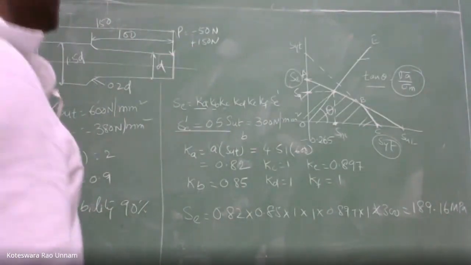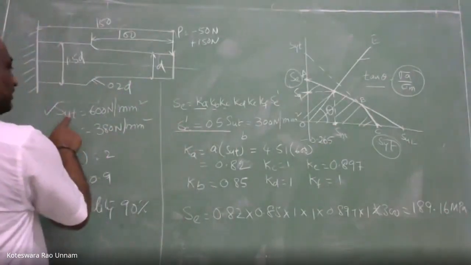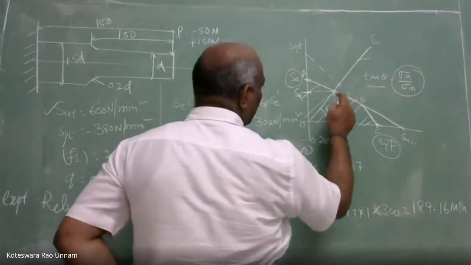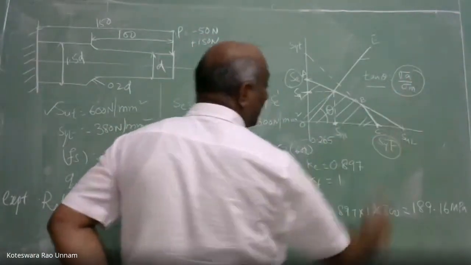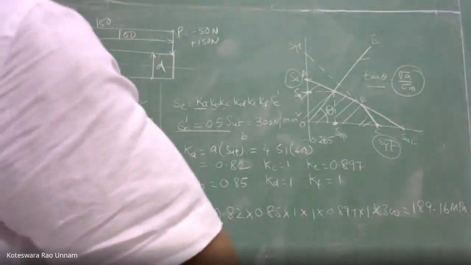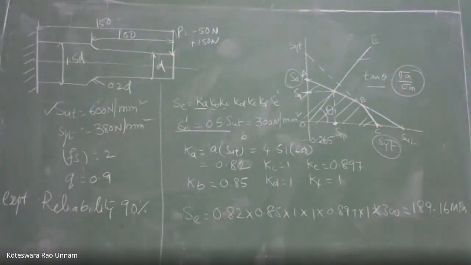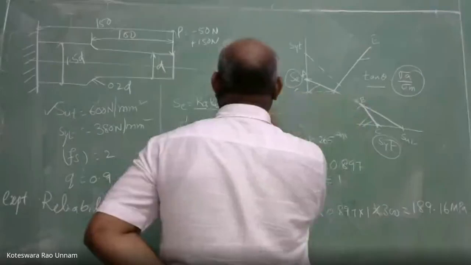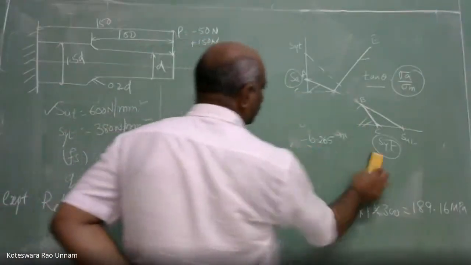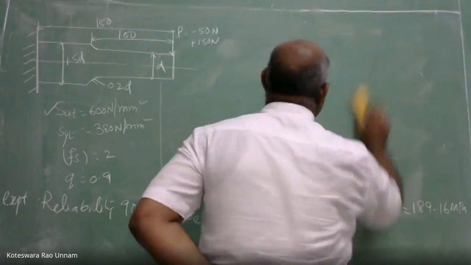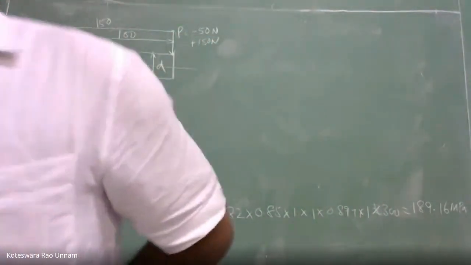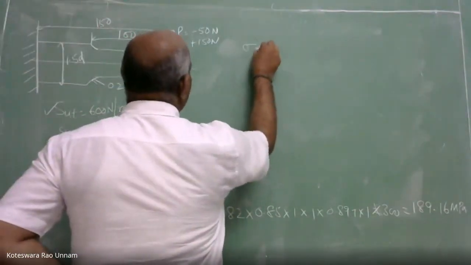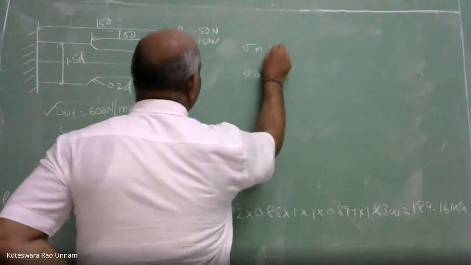Okay, now I got the SE value. Then SUT and SYT are already given to me. If I am able to find this load line, the ratio of sigma A by sigma M, then I can use the two equations to solve this problem. So what I'll do is rub off this one. Now what I need to compute is sigma M and sigma A.